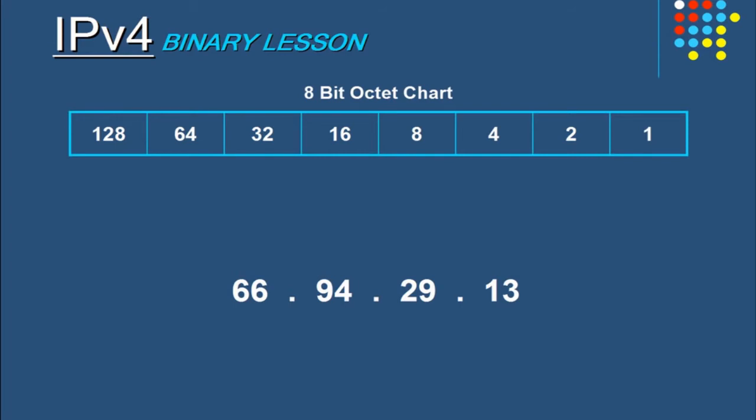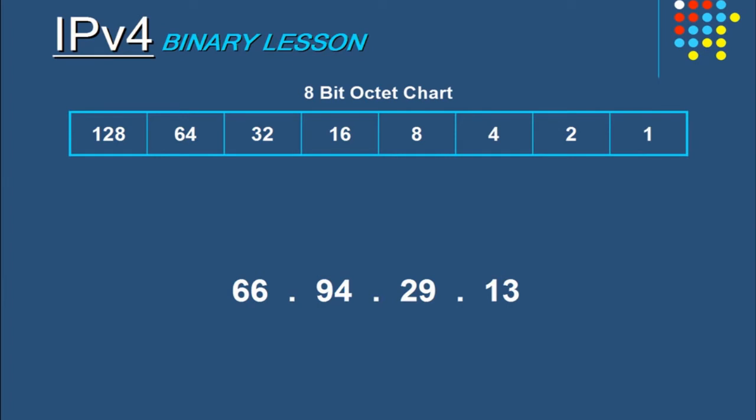IP version 4 is made up of 4 sets of 8 binary bits, and these sets are called octets. The bits in each octet are represented by a number. So starting from the left, the first bit has a value of 128, then 64, then 32, and so on, all the way down to 1. Each bit on the octet can be either a 1 or a 0.